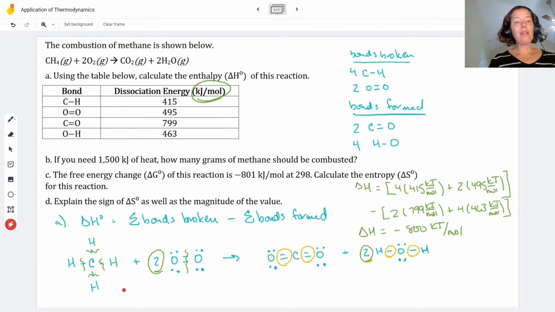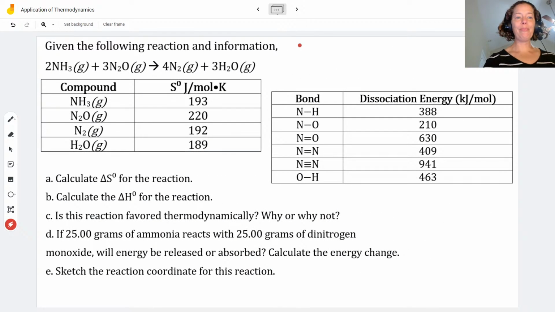But I think your main 2 points here are your moles are equal on both sides, and you're going from small molecules to small molecules, so there's not really a big change in the size of your molecules as well, and that's why your delta S is not only very small, but just barely positive. Okay, all right, so that is the second problem.